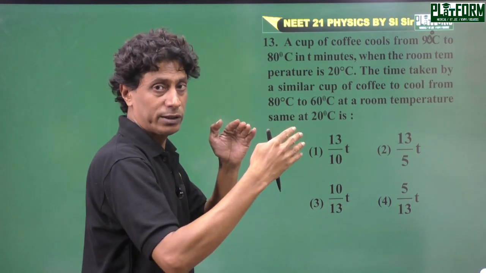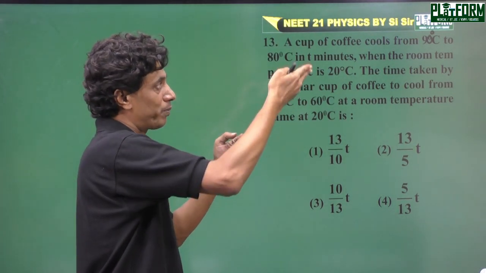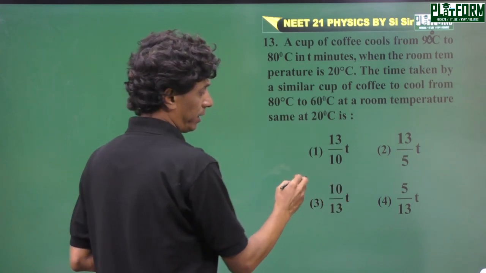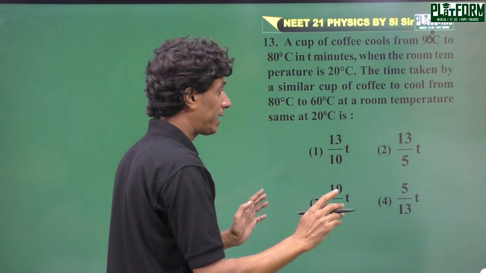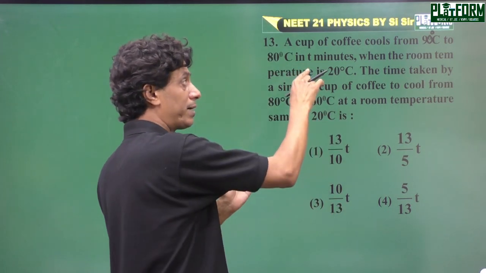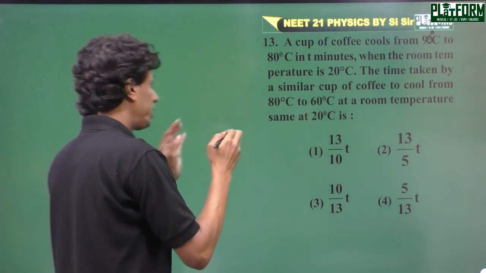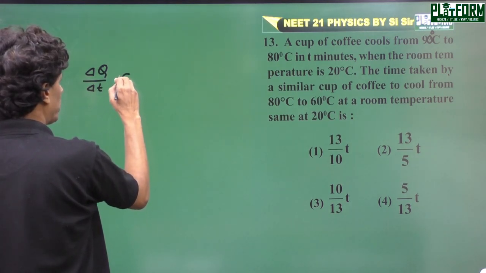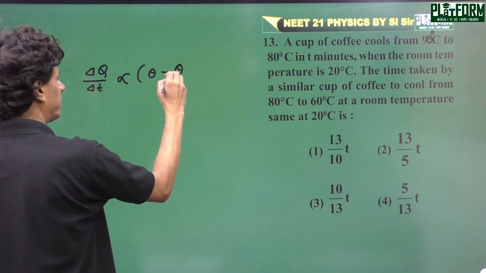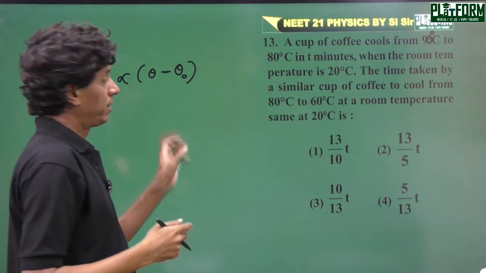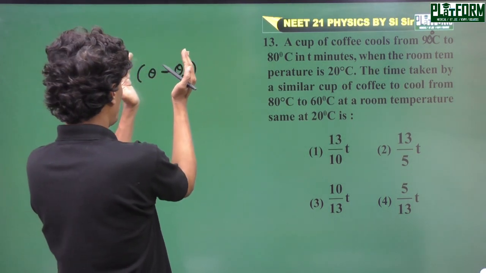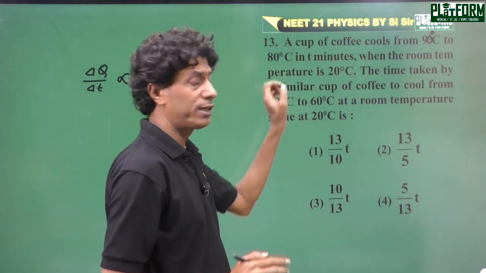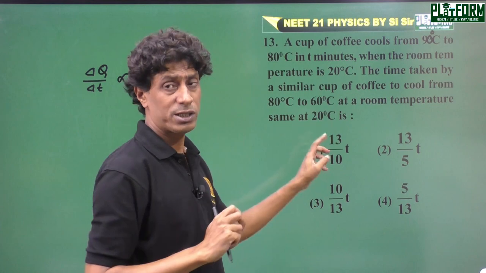In the case of 80 to 70, the time taken to cool will be more than from 90 to 80 degrees centigrade. So of all the options given here, it is not possible that the time taken to cool from 80 to 60 is less than T, because as per the cooling law, the rate of cooling is proportional to theta minus theta naught. Theta naught is the temperature of the surroundings. If this gap is more, then the rate of cooling is more. If this gap is less, then the rate of cooling is also less. So if 90 to 80 degrees centigrade takes T, certainly 80 to 60 takes more time.